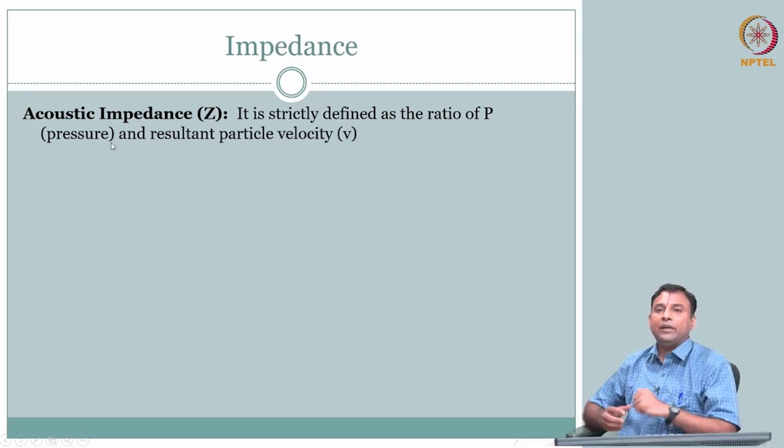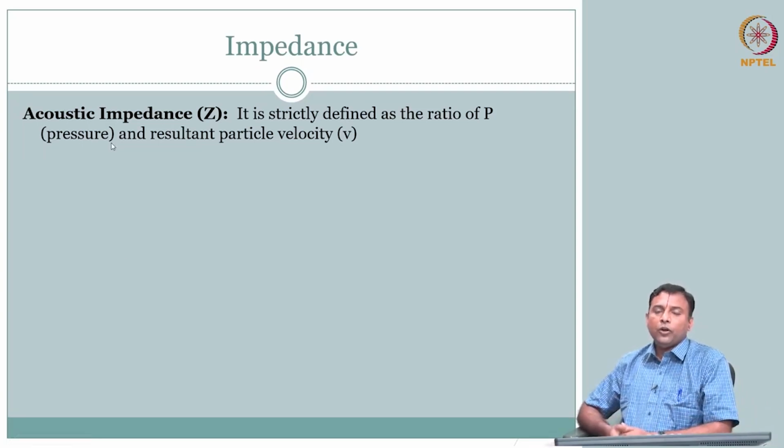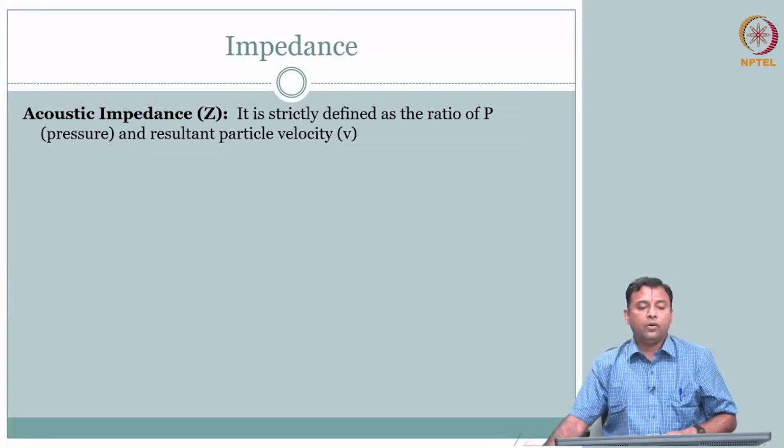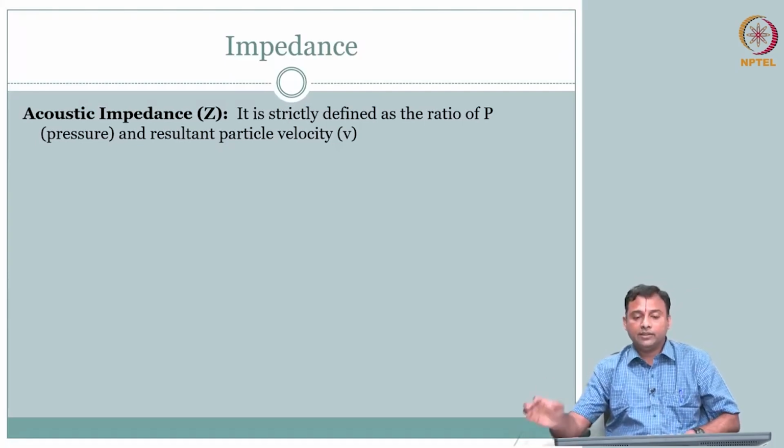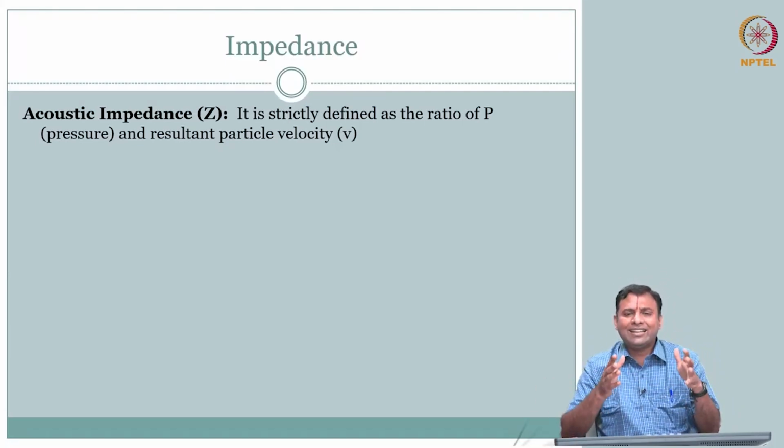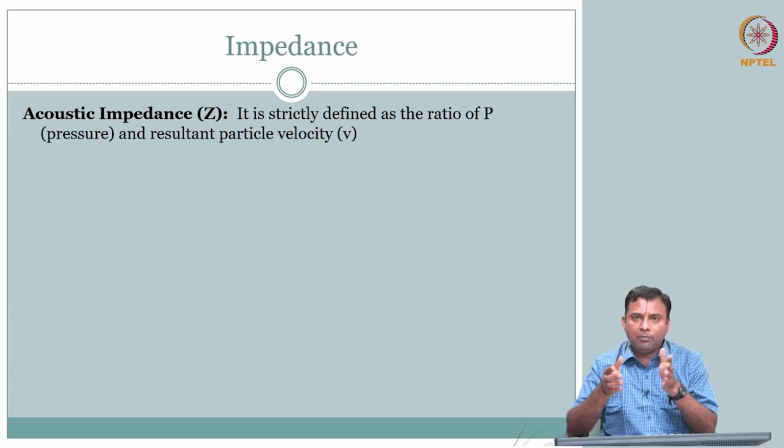First is your acoustic impedance. What do we mean by acoustic impedance? What is acoustic impedance? It is strictly defined as the ratio of pressure to resultant particle velocity. So, what is it that we are doing? You are applying a pressure difference, and the pressure difference is giving rise to particle velocity.